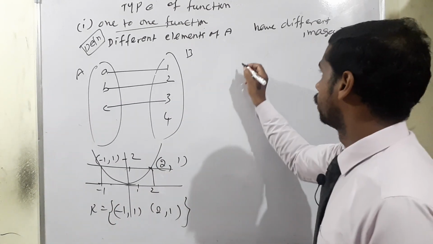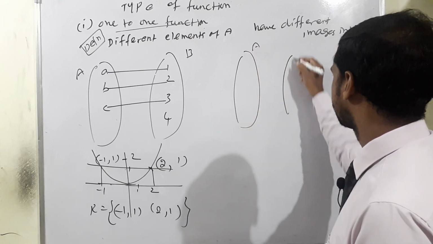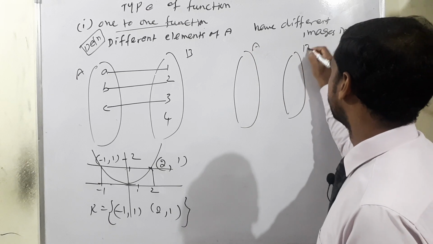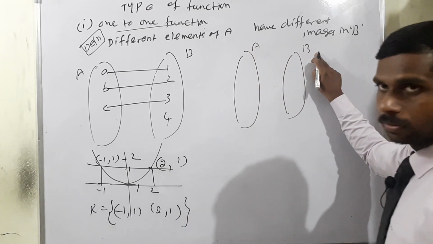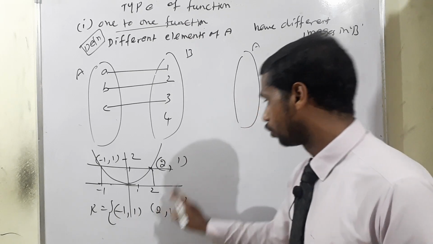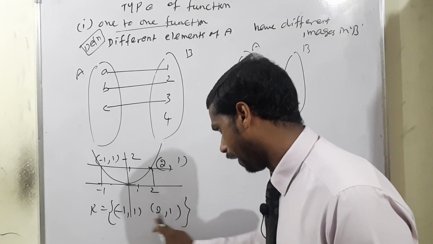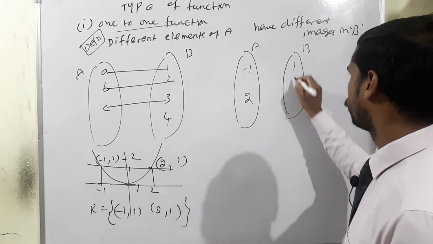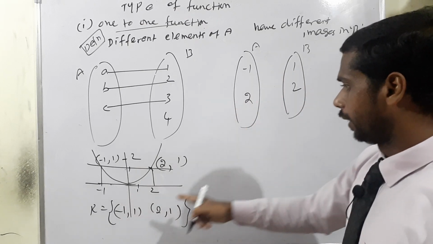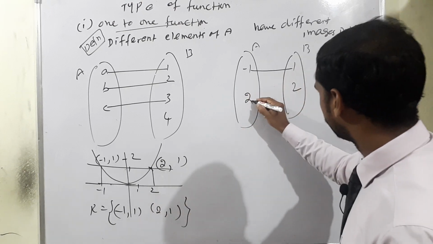So now look here: this is A and this is B. A is called the domain and B is called the codomain. A has the values minus 1 and 2, but B is common, with 1 and 1. So I will write 1 and 2. But minus 1 goes to 1, so minus 1 also gives 1, and at the same time 2 also gives 1.